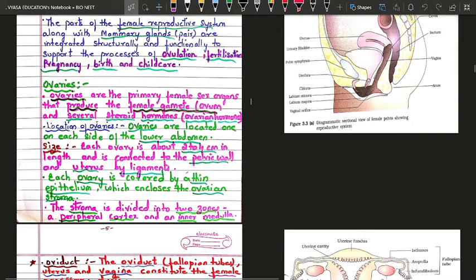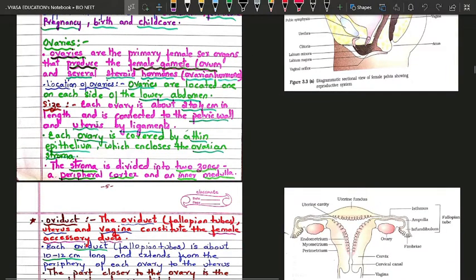Ovaries. So what are ovaries? You can see these in this figure properly. We said a pair of ovaries, one on the right side and the other on the left side. Ovaries are the primary female sex organs that produce the female gametes. Female gametes are produced in the ovaries, and also several steroid hormones. Steroid hormones are also produced in the ovary itself, the ovarian hormones, estrogen and progesterone.